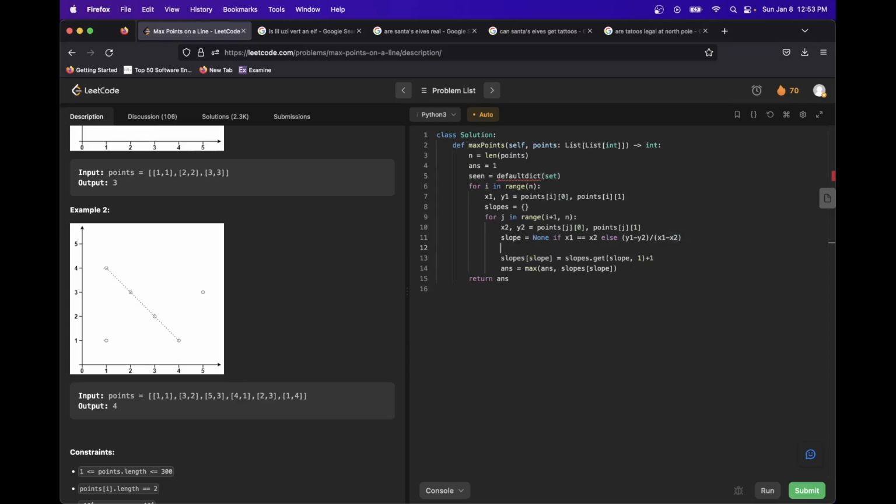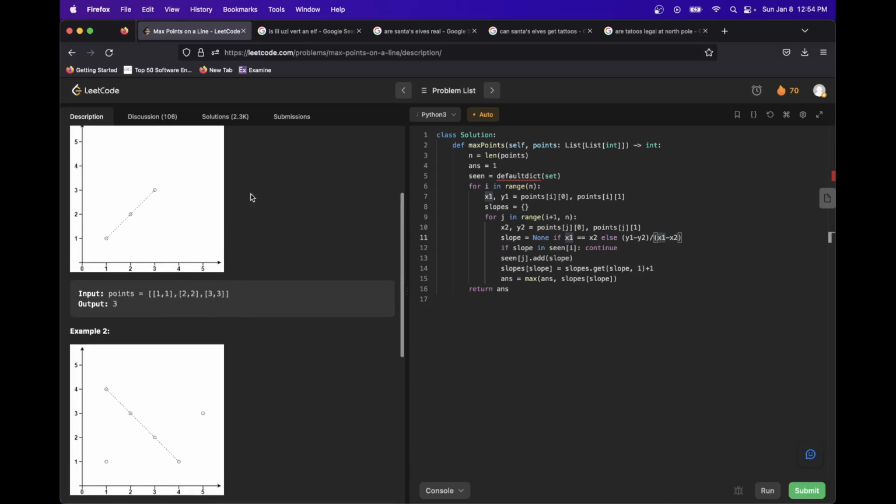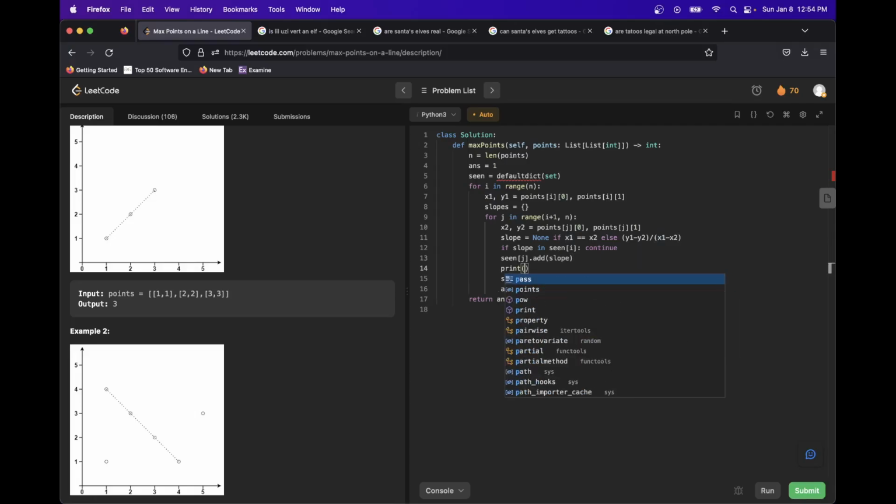And then we'll say, okay, after we calculate the slope, if we've already seen this slope, if slope in seen at i, continue. And then we also want to add it. So in the case where we haven't seen it yet, we want to say seen at j dot add slope. So then, for example, in this first one, and that actually is probably worth doing. Let's say right here, print points at i, points at j.